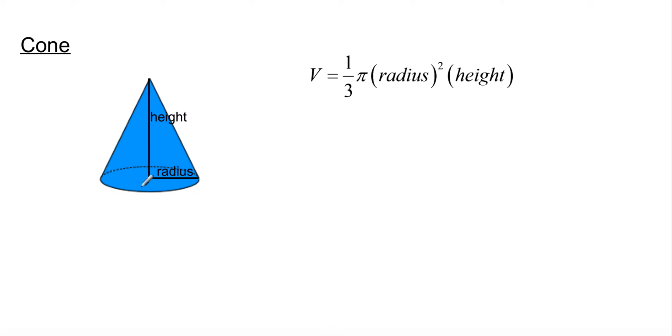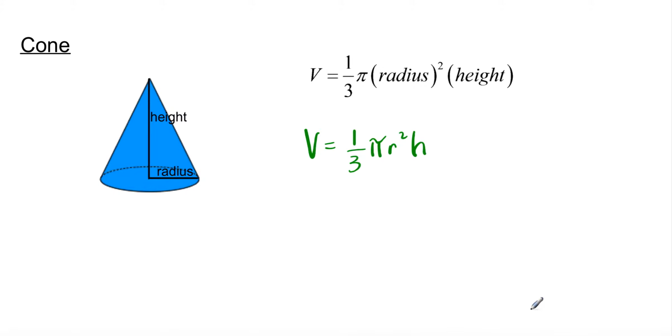Cone. Cone is also made up of a circle piece, and so the volume of this cone is equal to 1/3 times pi times the radius squared times the height. So with symbols, you might just see it written like this. Volume is equal to 1/3 pi radius squared times the height.